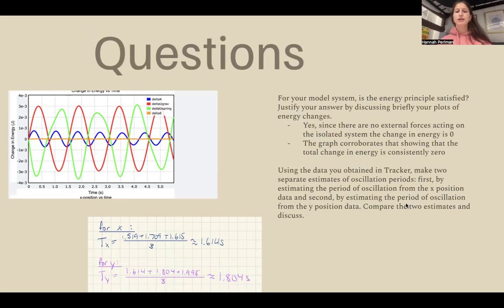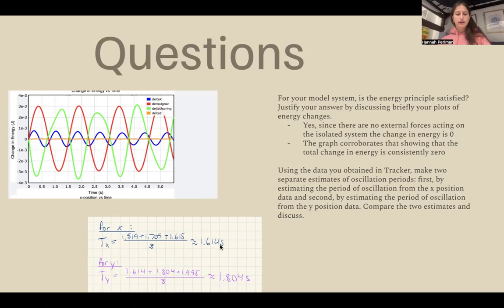And for the questions: for your model system, is the energy principle satisfied? I said yes, since there are no external forces acting on the isolated system, the change in energy is 0. And the graph corroborates this by showing the total change in energy is constantly and consistently 0. So you can see that the red and the green even out, and they get to delta E, and delta E is 0.